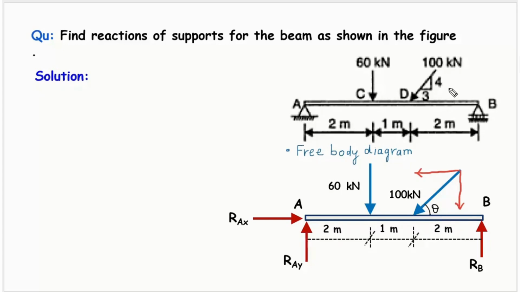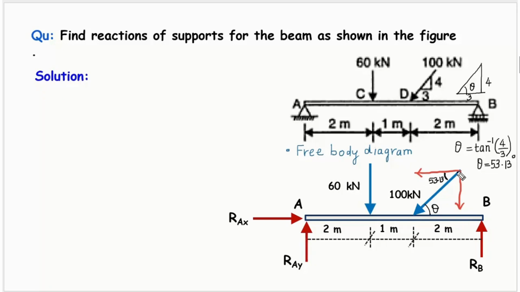From this geometry, they have given the geometry to us. This side they have given as 3, while this side they have given as 4. If this angle is theta, friends, we can find theta equals tan inverse of the opposite side 4 over the adjacent side 3. If you calculate this, the value of theta will be 53.13 degrees. So this angle is 53.13, and therefore this angle will also be 53.13.